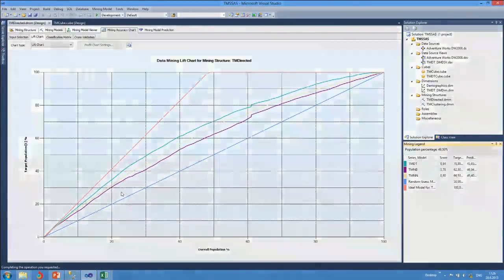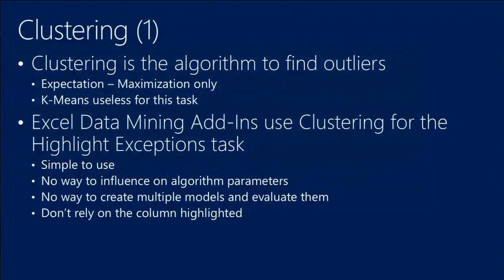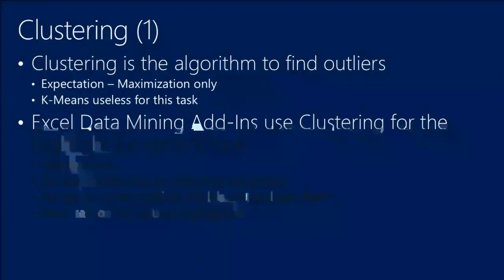So let me switch back here. Undirected models, clustering is very useful. Microsoft Clustering has actually 2 algorithms built inside, K-means and expectation maximization. K-means is useless for fraud detection for this, because K-means assigns each case to exactly one cluster with 100% probability. Expectation maximization assigns every case to every cluster with some probability.